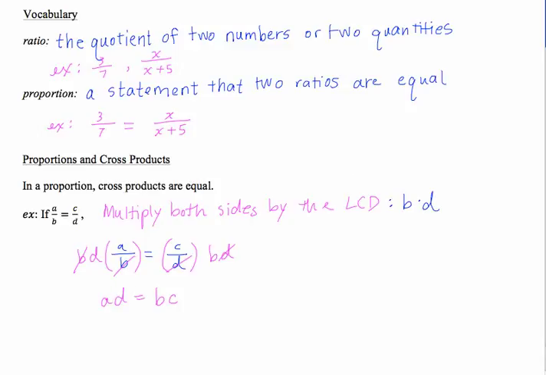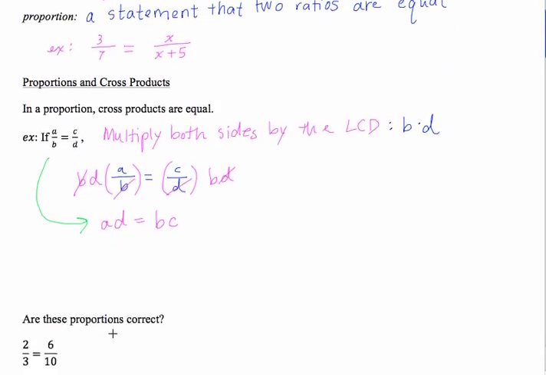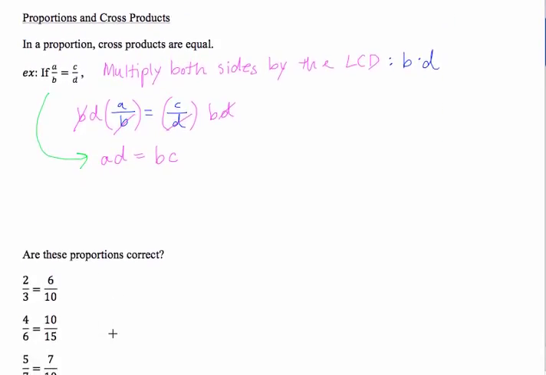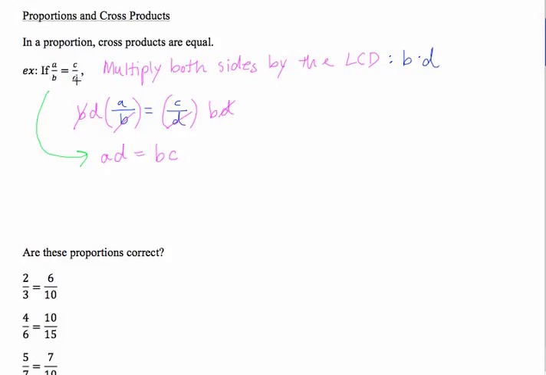Okay, so what you'll notice is that you can really just go straight from here to here if you see that what's called their cross products are equal. So cross products mean you multiply those two together, A times D, and that equals the product of these other two, B times C. Okay?